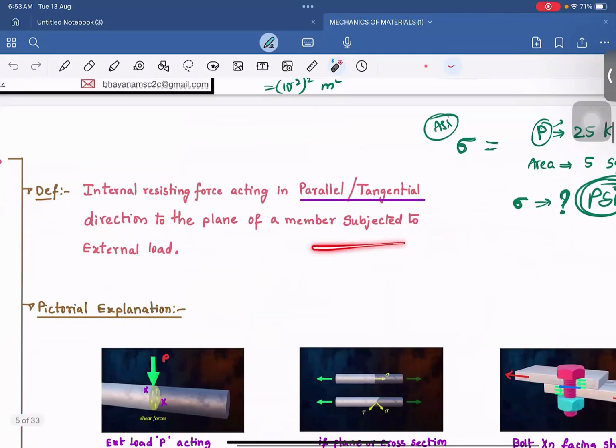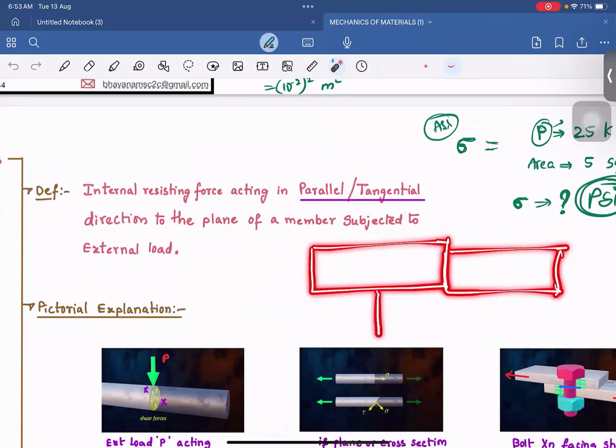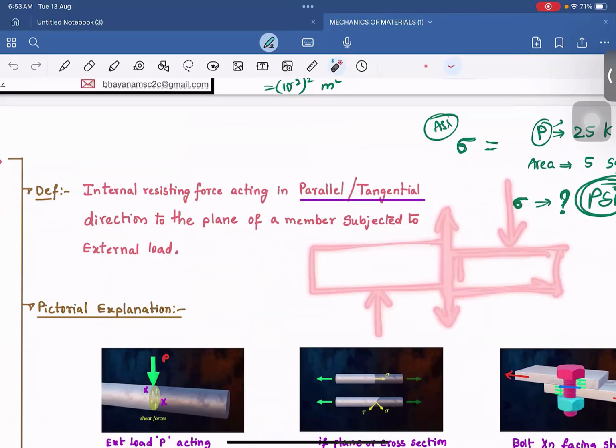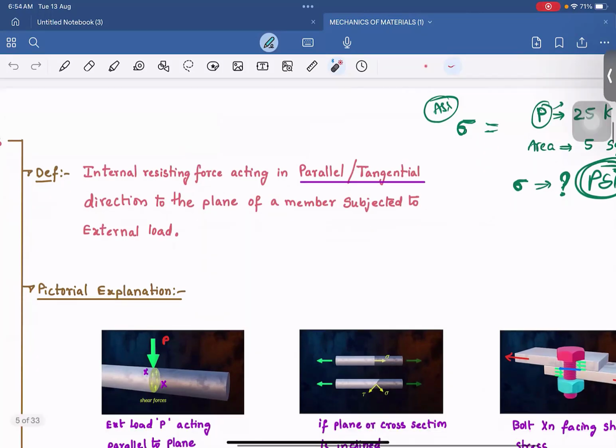If my member is like this and another member is like this, and I apply force here and force here, these two members will try to move in opposite directions. Then there will be a force generated on this plane, and this force is obviously parallel to this plane. That's why this stress is called shear stress.